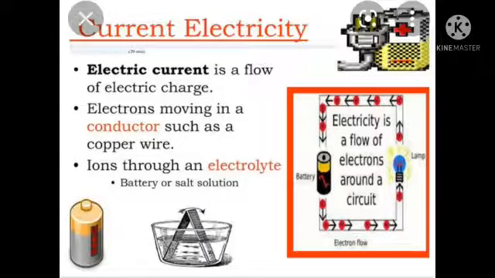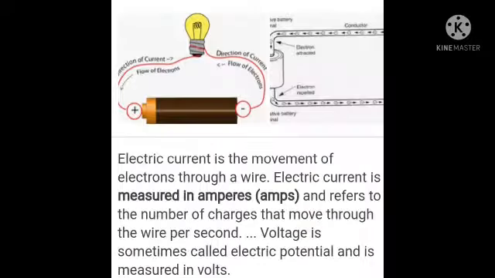As you can see in the slide above, electric current has been defined. We can also say that electric current is the movement of electrons through a wire, as you have seen in the previous video. Electric current is measured in amperes, or amps, and refers to the number of charges that move through the wire per second. Voltage is sometimes called electric potential and is measured in volts. You have to keep all these things in mind about electric current.